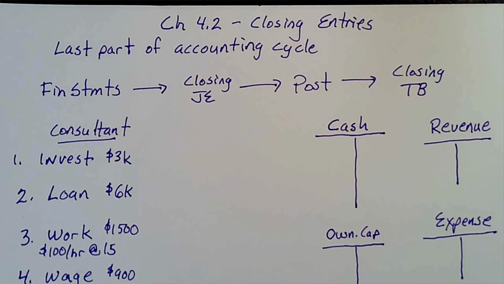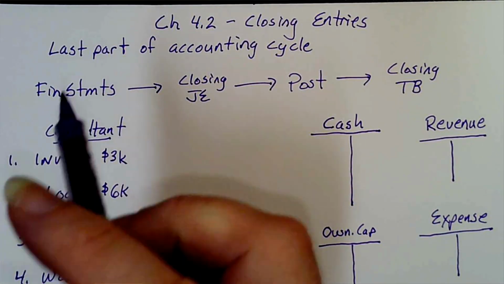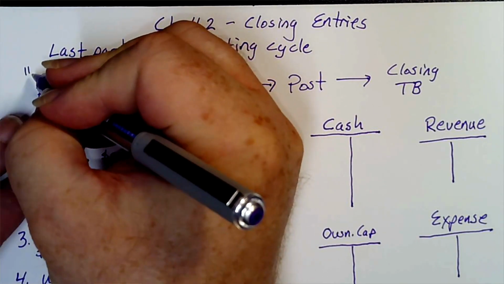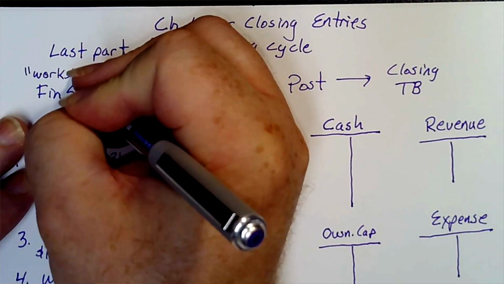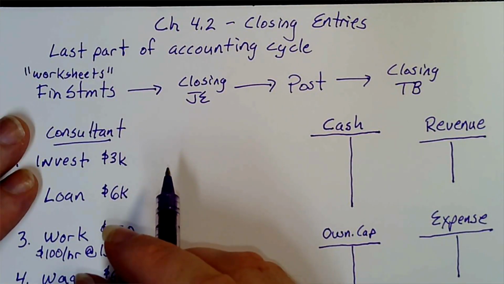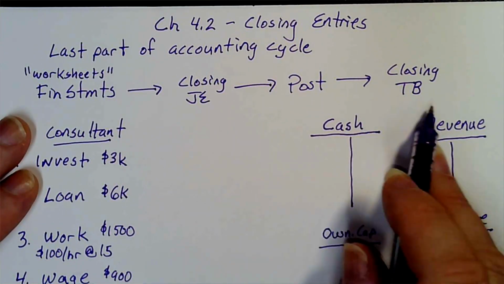Welcome back. We're doing the second part of chapter 4, which is closing entries. I have a few things here prepared, and where we left off last time with the previous video was that we looked at how to move from the adjusted trial balance to the financial statements, and we looked at the worksheet. We used a worksheet to help us prepare the financial statements, and that's what we did in the last video. So what we're going to do in this video is go from the financial statements and then work through the closing entries.